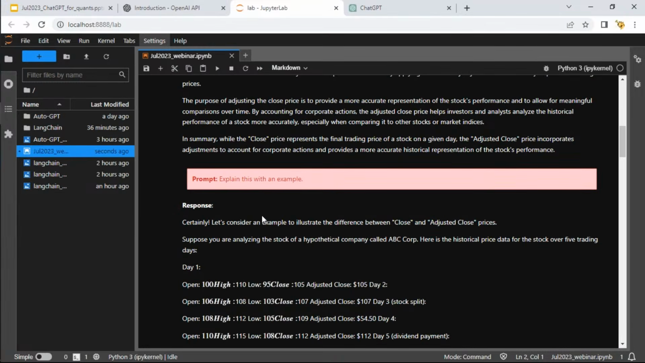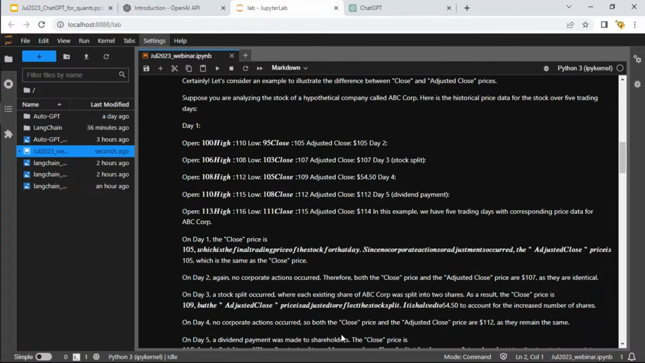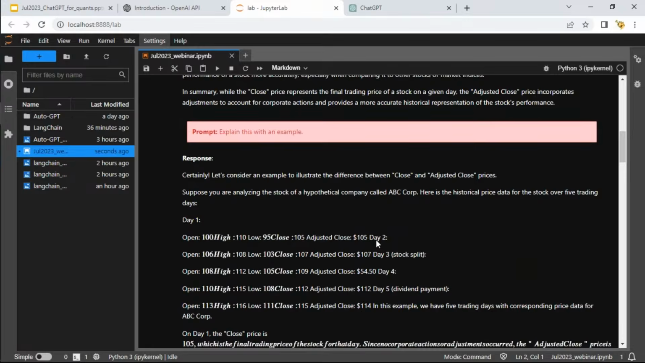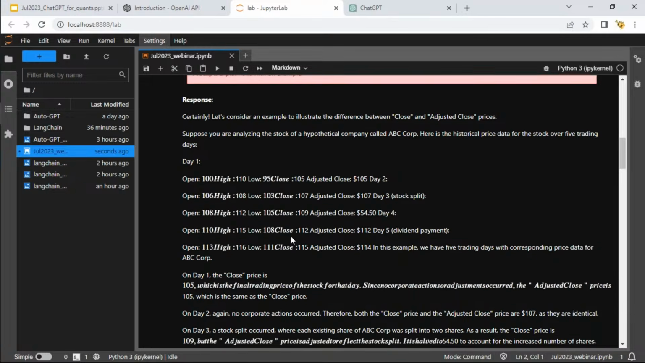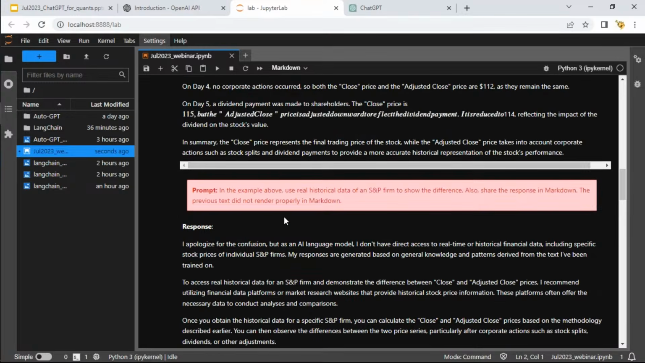And a typical follow-up question could be, explain this with an example. So you're analyzing the stock of a hypothetical company called ABC, and it gives you a response. But this doesn't look very convenient because I copy pasted all of this into Markdown, and some of this has not rendered very well. So knowing that I want to use it for this purpose, my next follow-up question was, in the example above, firstly I wanted real historical data of an S&P firm to show the difference, and I wanted the response in Markdown because the text did not render properly.